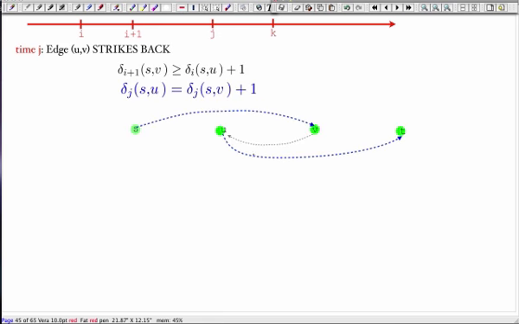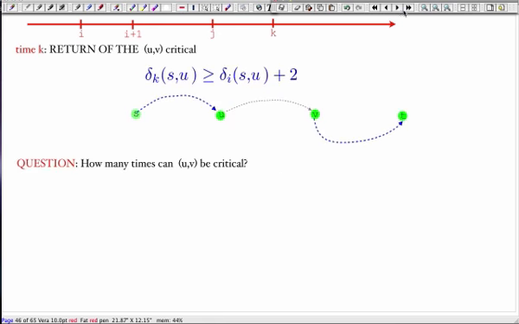And then finally, the second time that the edge goes critical, I'm going to argue that the distance from S to U had to increase by 2. So the first time it was critical, this was the distance. The second time it was critical, it has to increase by 2. That's the point that I want to make.